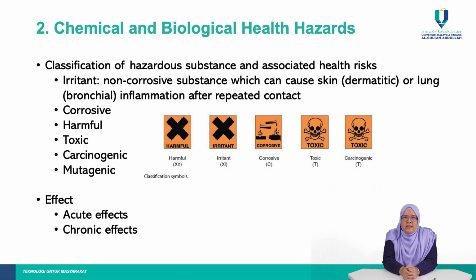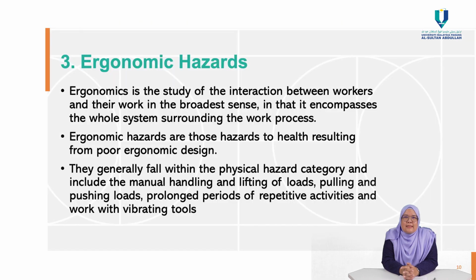So you can see from the slide, classification of hazardous substances and associated health risks can be categorized into irritant, corrosive, harmful, toxic, carcinogenic, mutagenic, and also effects can be acute and chronic. Acute effects refer to the sudden or immediate effect through the exposure, and chronic effects represent the long exposure and will create more serious cases of long-term exposure to both types of chemical and biological hazard. Okay.